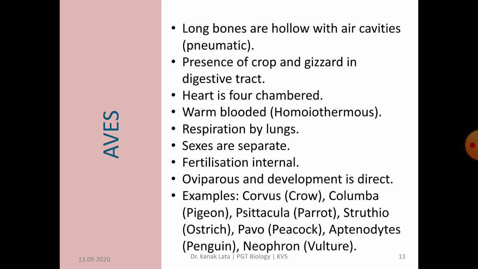The alimentary canal has additional chambers, that is the crop and gizzard. The crop stores and softens the food, whereas the gizzard is muscular to crush and churn the softened food. The heart is 4-chambered, having 2 auricles and 2 ventricles. Birds are warm-blooded, that is homeothermous. Respiration takes place only by lungs.